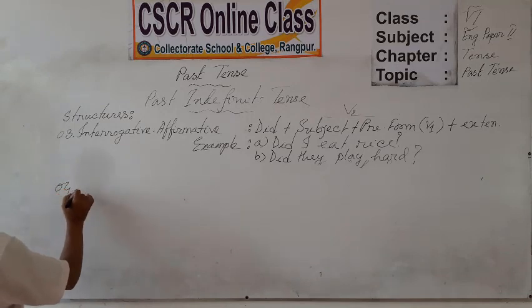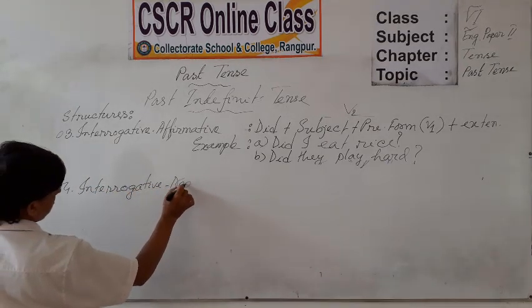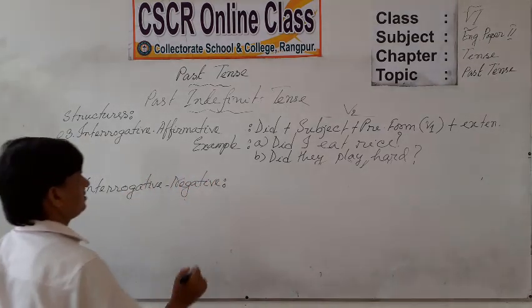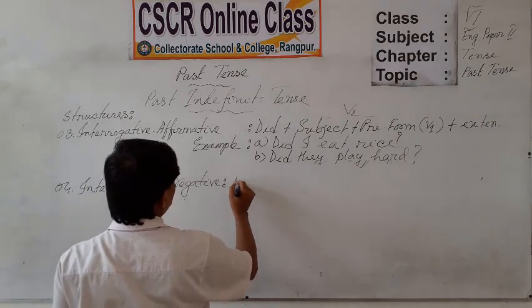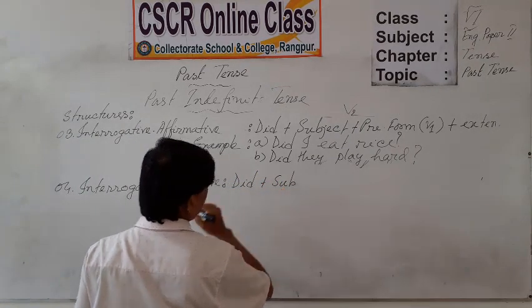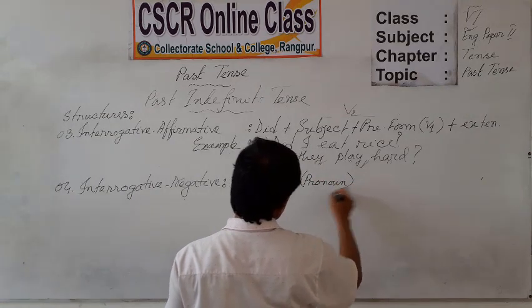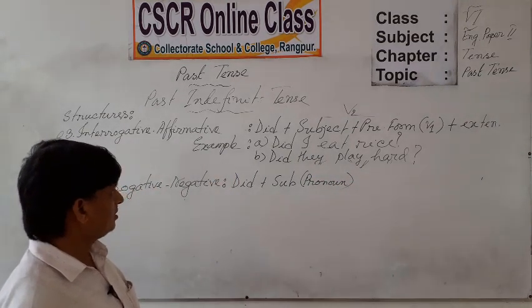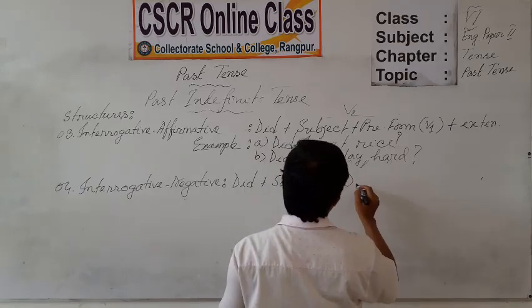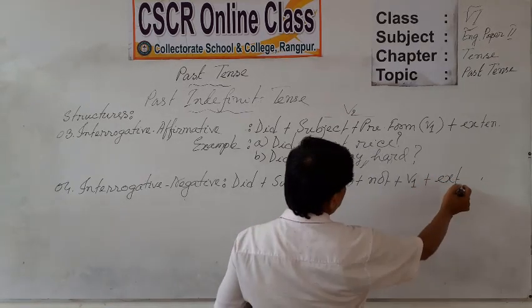Structure 4, interrogative, negative, or negative interrogative. Structure: did plus subject. If the subject is a pronoun, you will take the negative word not after the subject. Did subject plus not plus V1 plus extension.